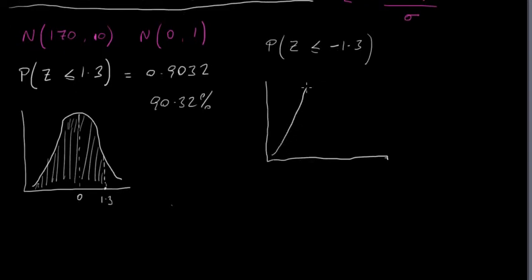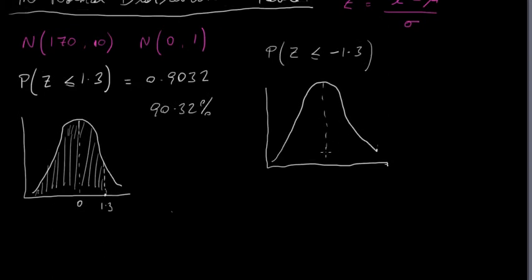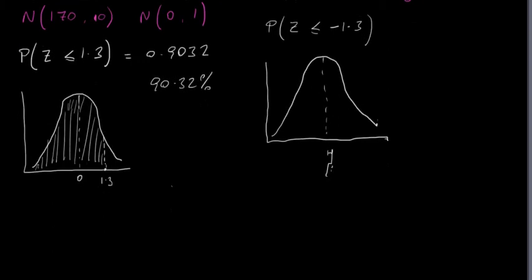So let's just draw that again. It's going to look something like that. We're going to have our 0 here. Let's just cross that out. We'll put in a 0 here, and we're looking at minus 1.3 standard deviations. So we're looking at being somewhere down here.